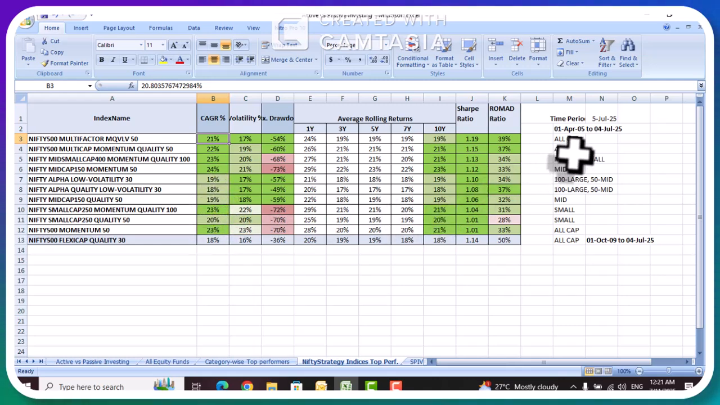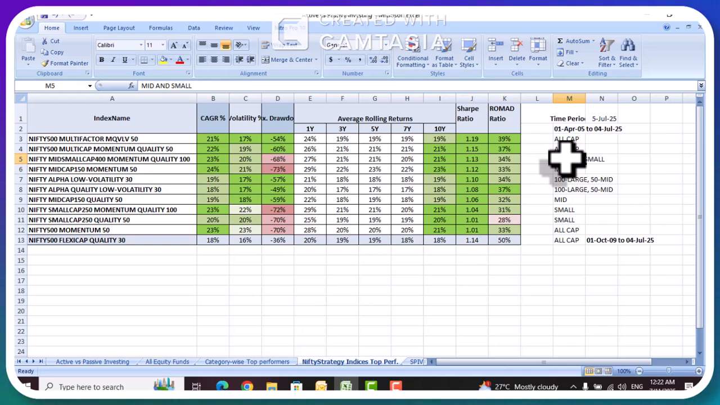All right. And we see four all cap investment strategies, two small cap investment strategies, two large and mid cap investment strategies, two mid cap investment strategies, and one mid and small cap investment strategy. And many funds could be there on these strategies.